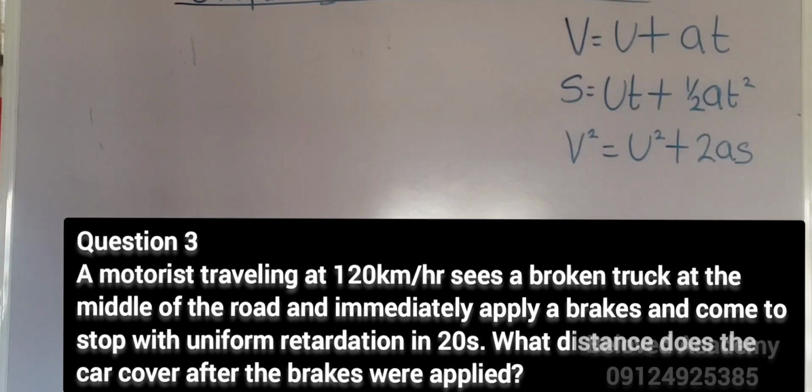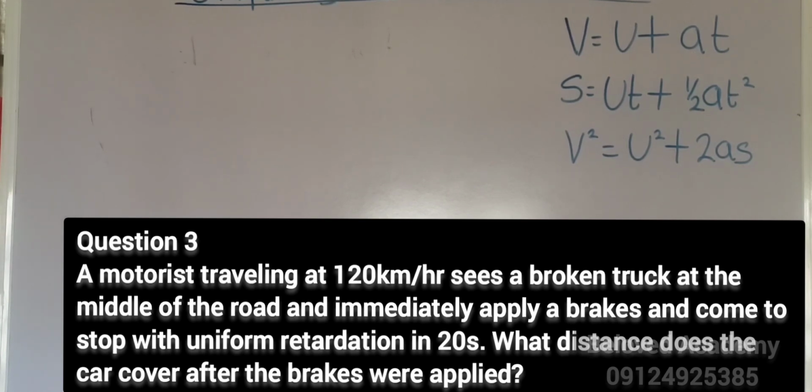Okay, in our previous class, that should be the second or third class, we learned the concept of retardation. Retardation simply means negative acceleration. It is the kind of acceleration that brings the motion of an object to rest. Okay, so let's start by writing out the parameters that were given in the question.